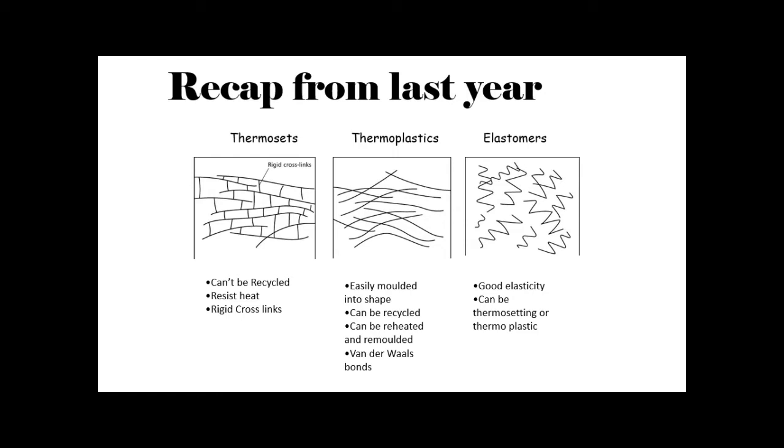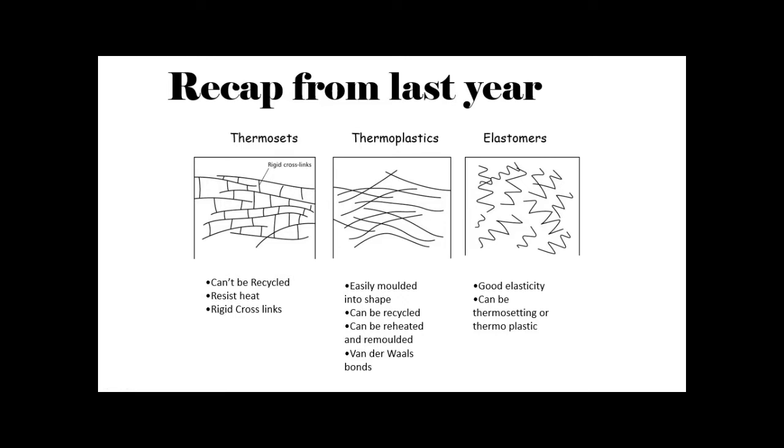So first of all, I know I just said there was four groups of polymers, but actually, to begin with, for the main part, there's three main groups. So there's your thermosets, your thermoplastics, and your elastomers. So thermosetting plastic, which we have on the left, these are the ones that can't be recycled.